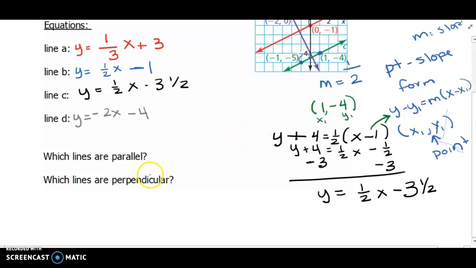All right, so it asks which lines are parallel. Well, notice in order to be parallel, they have to have the same slope. So we have the same slope here and here. So lines B and C are parallel. So I'm going to say B is parallel to C. And then opposite reciprocal slopes. Well, aren't -2 and positive 1/2 opposite reciprocals? So I can say that line D is perpendicular to line C, and line D is also perpendicular to line B.